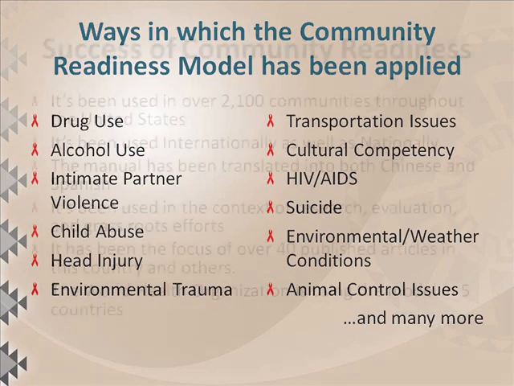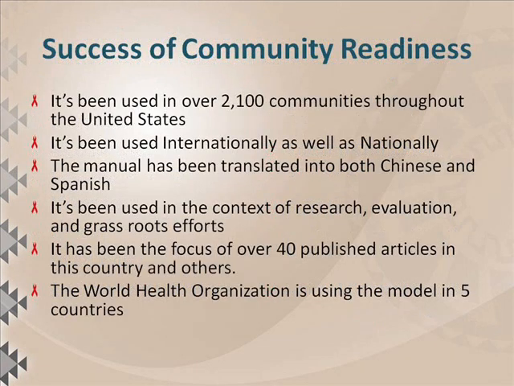Some of the successes of the Community Readiness Model are that it has been used in over 2,100 communities throughout the United States. It's been used internationally as well as nationally. The manual has been translated into both Chinese and Spanish. It's been used in the context of research, evaluation, and grassroots efforts. It's been the focus of over 40 published articles in this country and others. And recently, the World Health Organization has funded 5 countries to use our model in looking at child abuse and neglect.